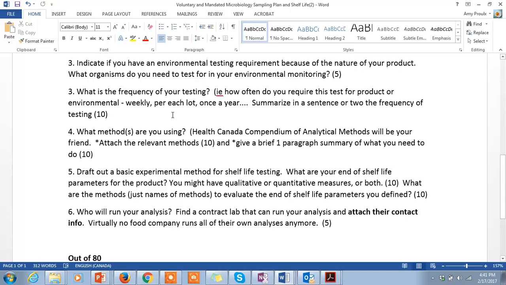Then you need to think about what's your frequency. So are you going to do it every lot? Think through using a common sense-based approach, but also reflect back on any relevant policies necessary.